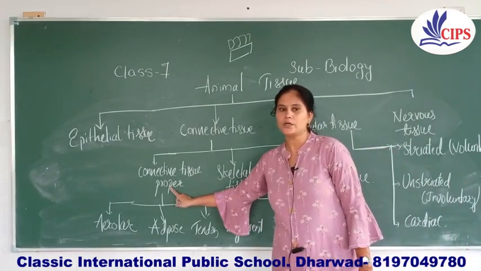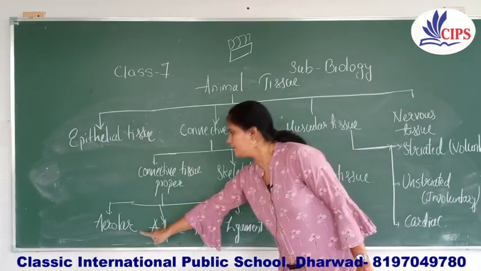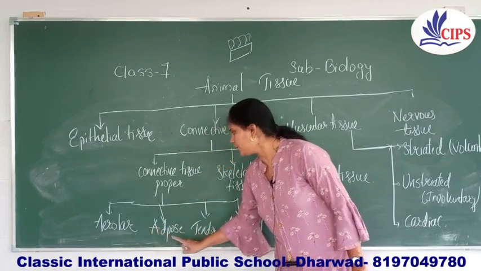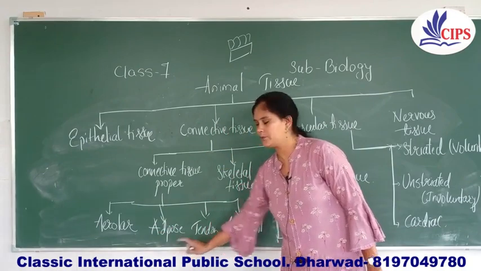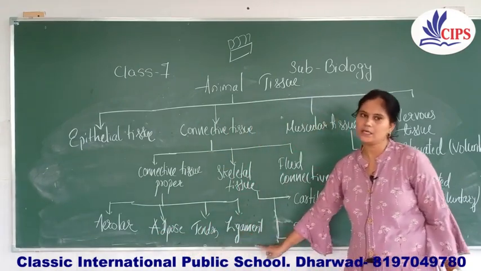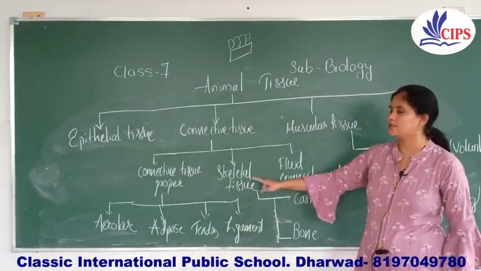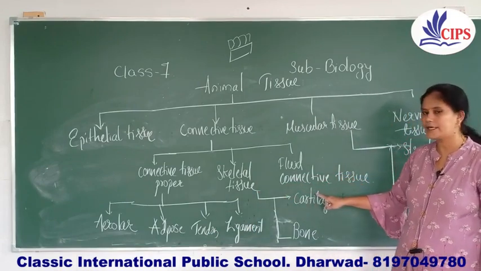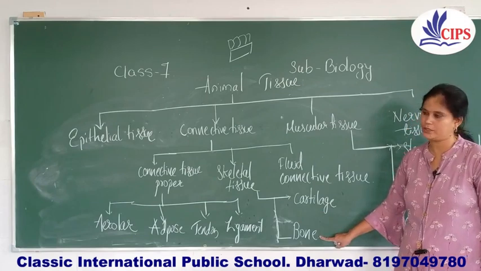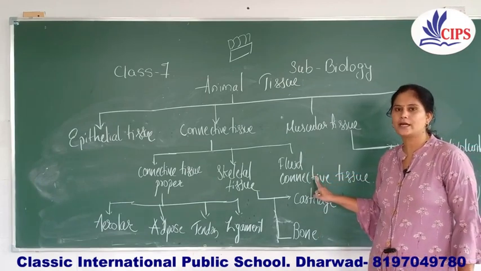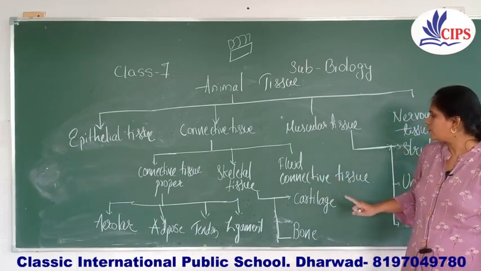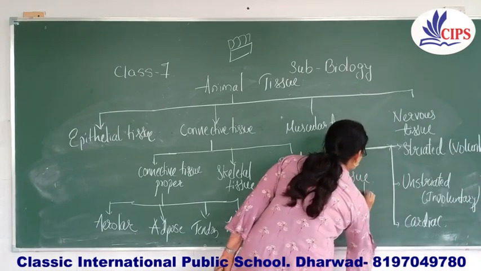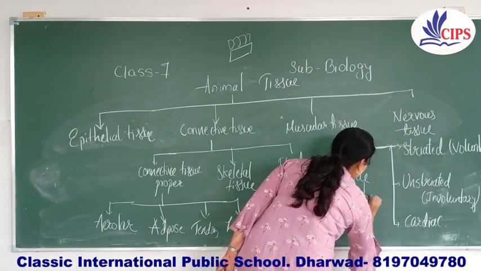In the connective tissue proper, we are studying the areolar connective tissue, adipose connective tissue, tendon and ligaments. And in the skeletal tissue, there are two types, cartilage and bone tissue. And in the fluid connective tissue, we are going to study blood and lymph.